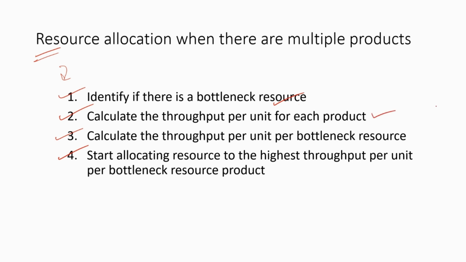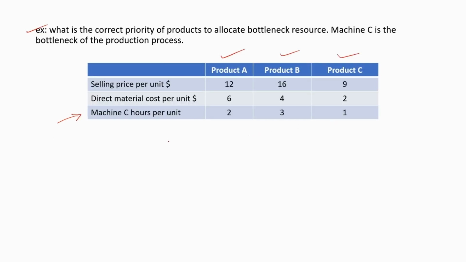Then we have to calculate the throughput per unit for each product. So now let's calculate the throughput per unit for each product. For product A, the throughput is equal to selling price minus direct material cost per unit. So $6 is the throughput per unit for product A. For product B, it is $12. For product C, it is $7.